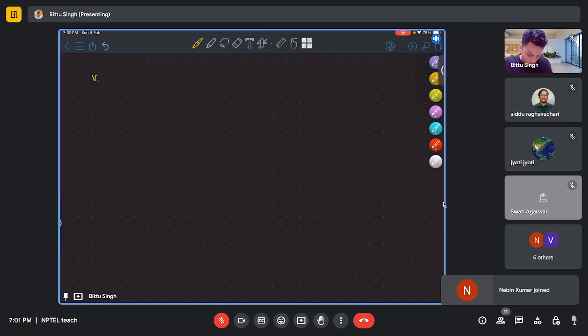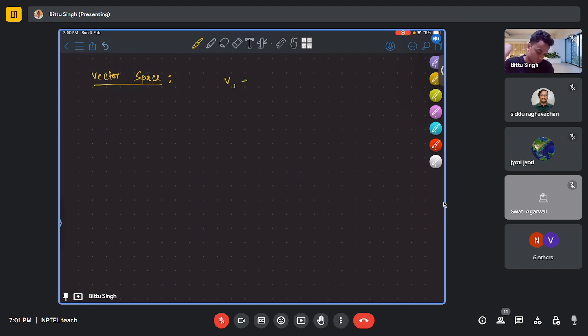So what is a vector space? A vector space is a set V together with two operations. One is addition, another operation is multiplication. How do those two operations work? Addition works in this way: V cross V to V, that is, given two elements v, w, we can add v and w.